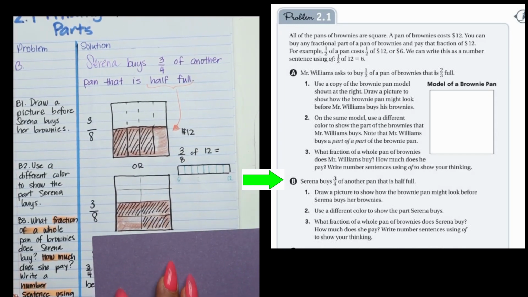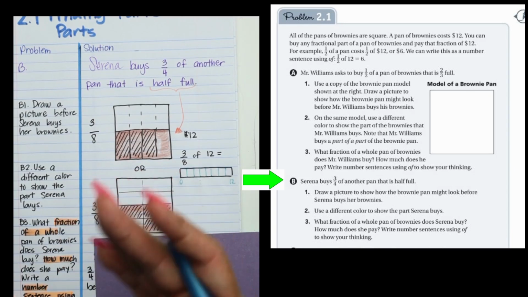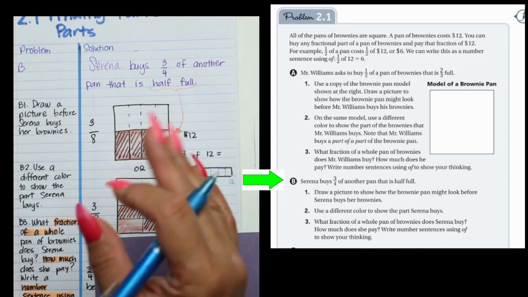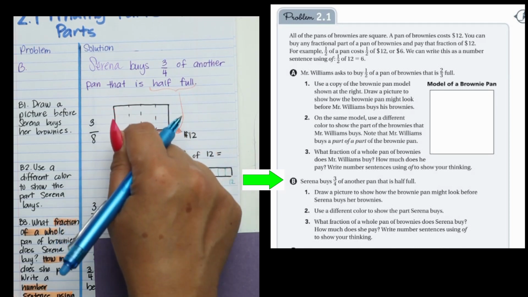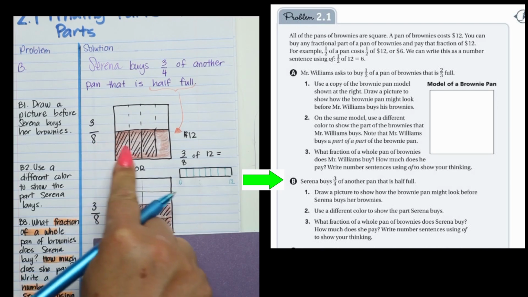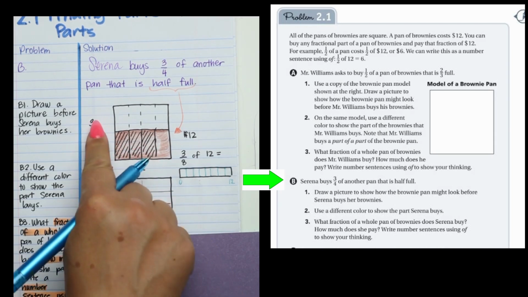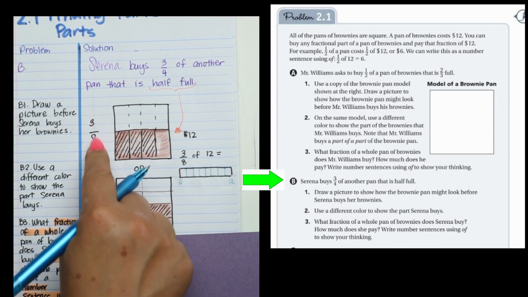So here we have 8 equal pieces. I had to cut them up into 8 equal parts in order to compare each part to the whole. They have to be equal. So there are 1, 2, 3, 4, 5, 6, 7, 8 whole pieces. And Serena buys 1, 2, 3. So 3 parts of a whole, 3/8.